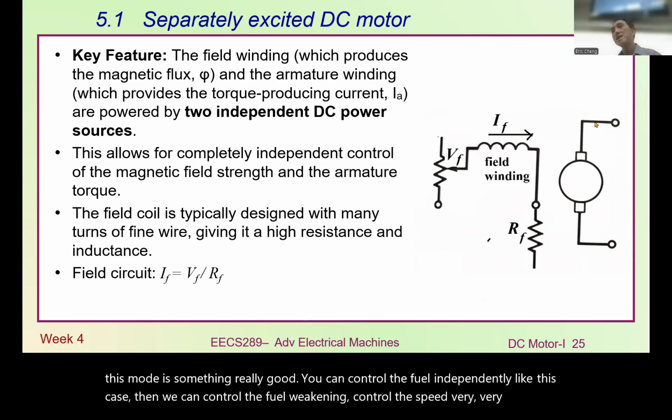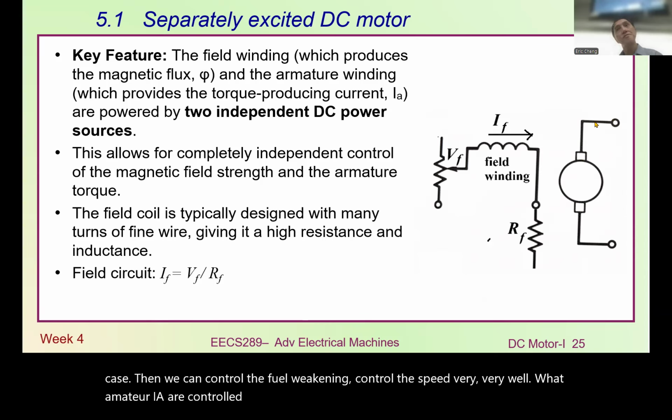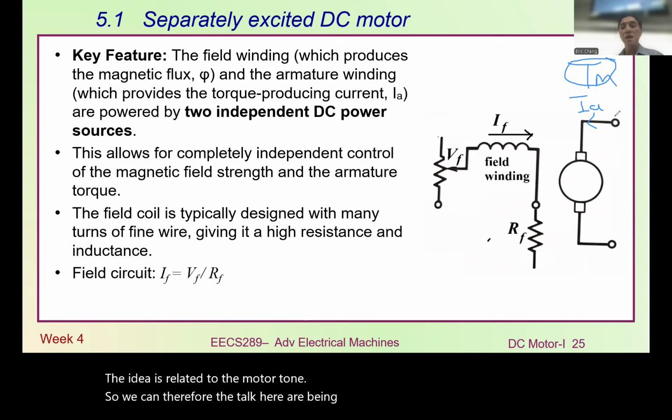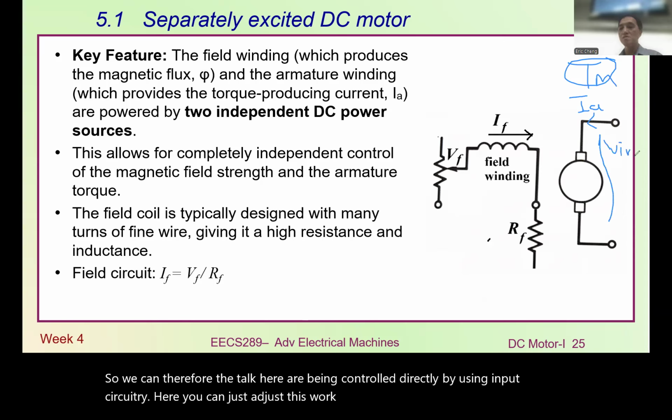But armature IA is related to the motor torque. So the torque here is being controlled directly by using input circuitry here. You can just adjust this voltage or some input current, and you can control the torque.